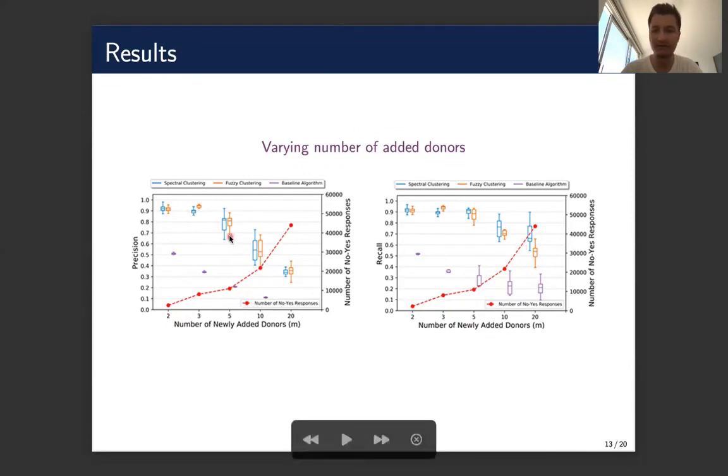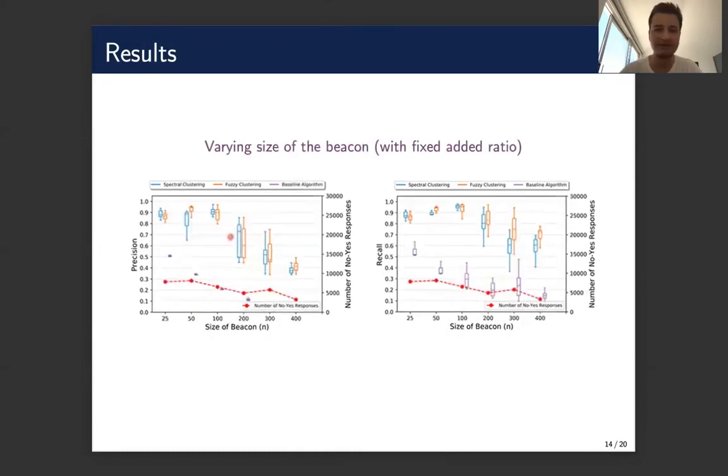In another experiment, we change the size of the beacon by using a fixed added ratio. Here, we use 5%, which means that if we use a beacon with size 100, we add 5 new donors. Here again, precision and recall values stay high until a certain point. For example, for a beacon with size 200, we have around 0.75 precision and 0.85 recall values. But again, after some point, the number of clusters that need to be found increases, so our performance drops after a certain point.